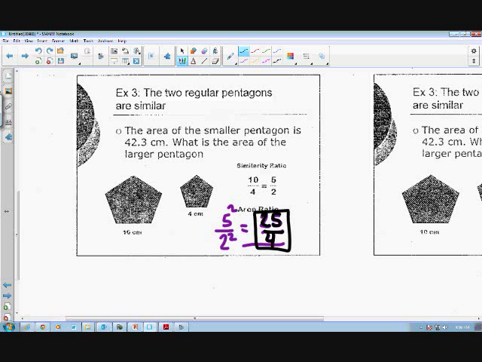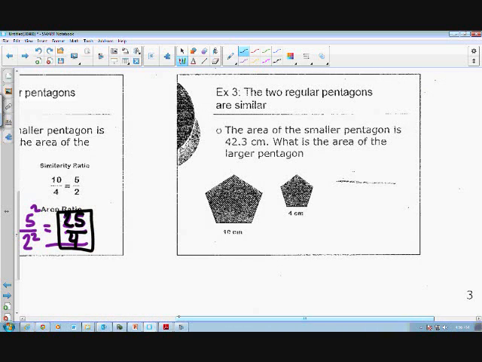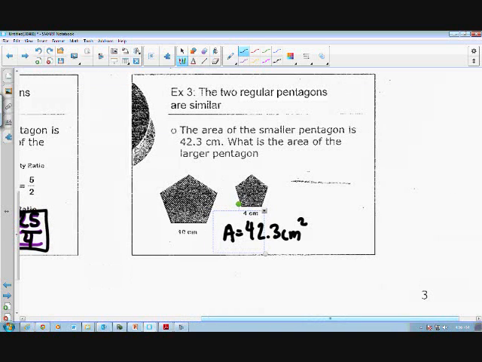Now we're going to apply the area ratio in order to find the missing area. Does that make sense? We're trying to find the missing area, so we're going to apply the area ratio. Once again, it told us that this area was 42 point... Ooh, that's kind of not very pretty. Let's try that again. Area equals 42.3 centimeters squared. So we know 3 pieces. When you know 3 pieces, you can solve for the fourth using proportions. We know 10 centimeters, we know 4 centimeters, and we know the area. So we can solve for the missing area by setting up proportions.